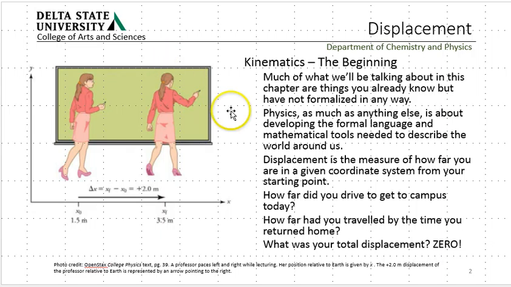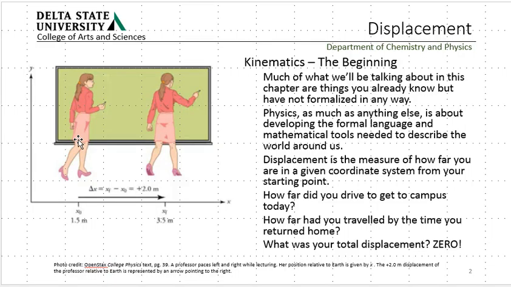So here we have a teacher at a blackboard. She starts off at a position that's 1.5 meters, moves to a position that's 3.5 meters. That gives her a displacement of 2 meters. Sorry, the 2 meters is just the difference between her final and her initial position. How far are you away from where you live? That's your displacement when you come to campus.